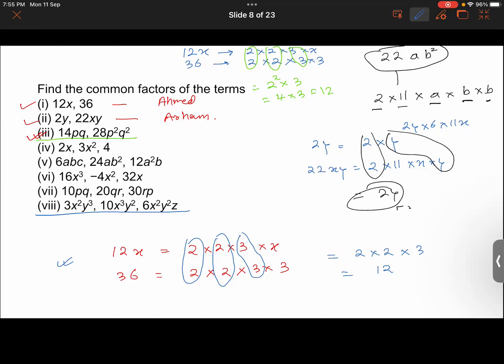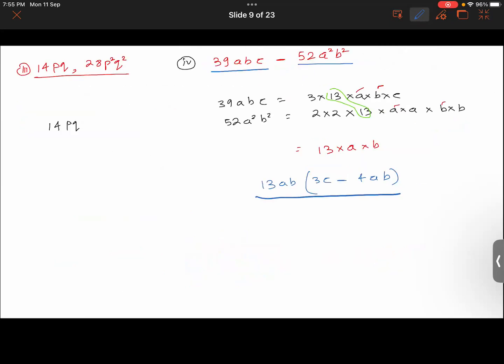Okay, quickly solve it. Question number 8. We have to move ahead. Next we will be talking about the regrouping method. In that we will be collecting the like terms. The one we were solving is 3x square y cube.